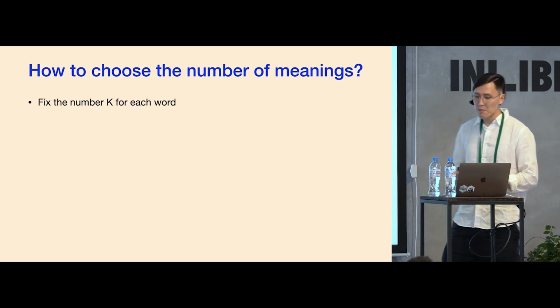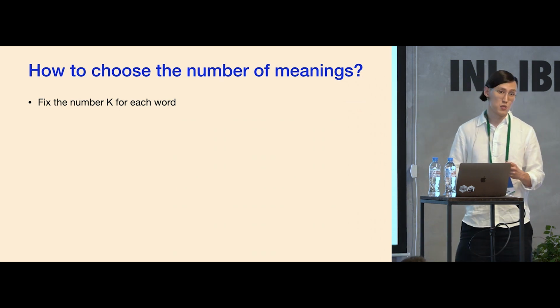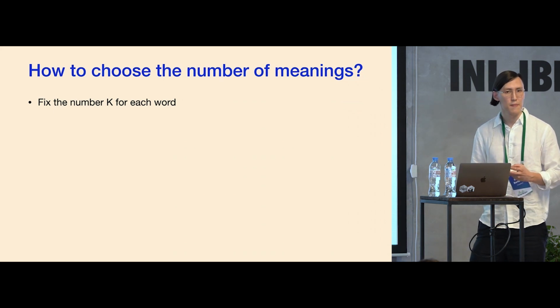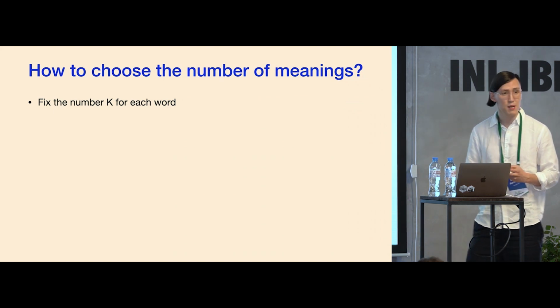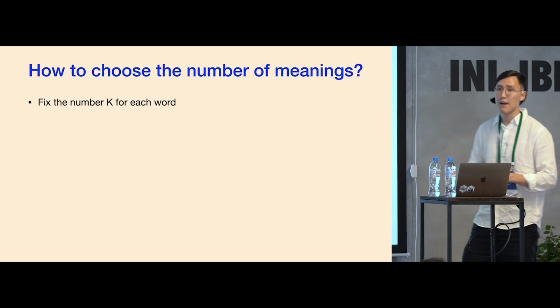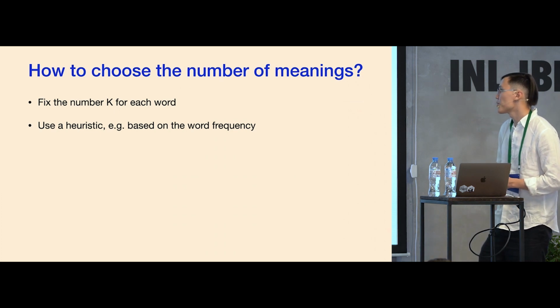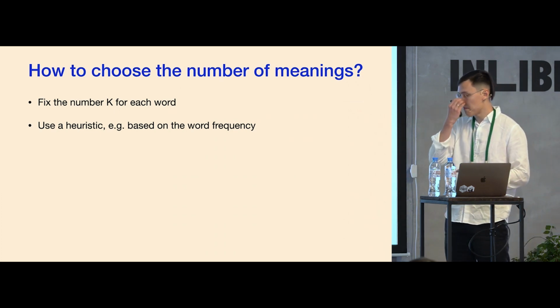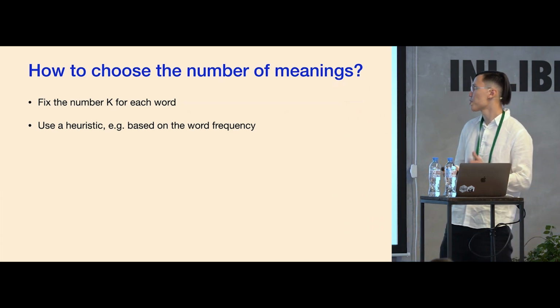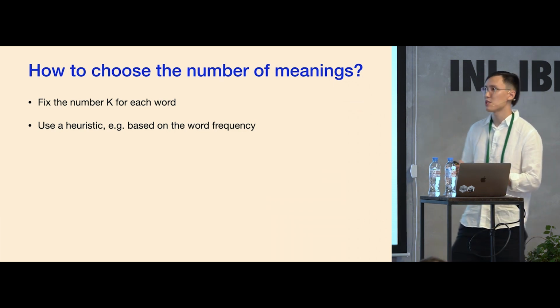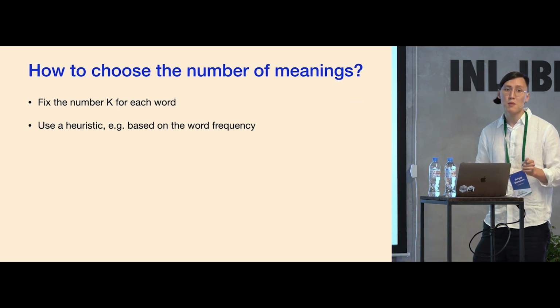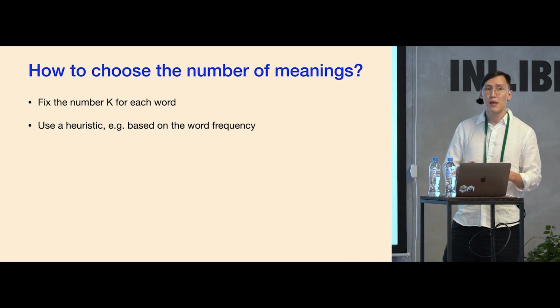However, remember that we decided to fix the same number of meanings for each word. Do you think it's a good assumption? No, it's probably not a very good assumption, because some words clearly have lots of meanings and some have fewer. So we can try to come up with a good heuristic that will tell us, for example, based on the word frequency, how many meanings each word can have.